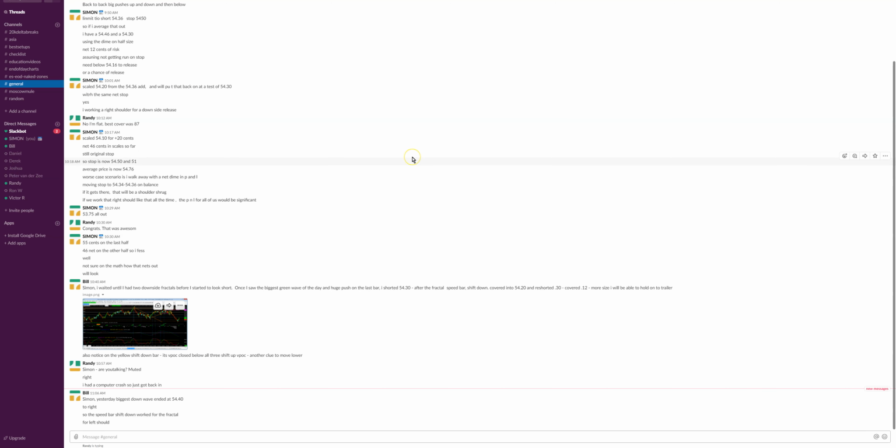He goes, Simon, I waited until I had 2 downside fractals before I started to look short. Once I saw the biggest green wave of the day and a huge push on the last bar, I shorted 54.30 after the fractal speed bar shift down, covered into 54.20, re-shorted 54.30, covered for 12 cents, more size, and I'll be able to hold the trailer, which I agree with.